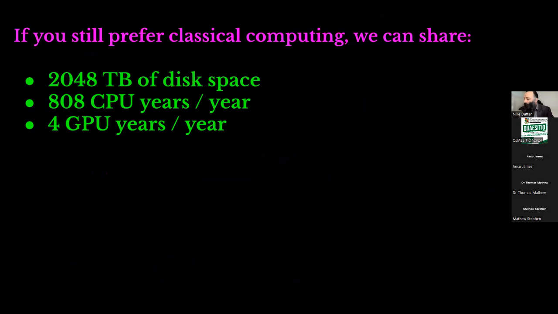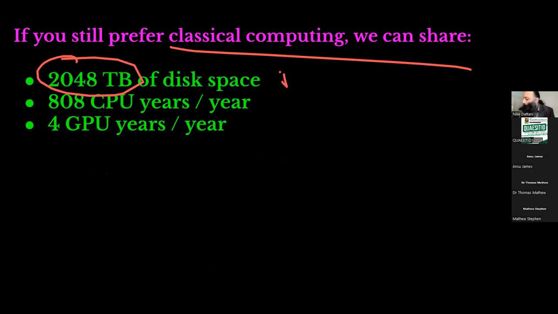Alternatively, if you still prefer classical computing, I thought that I would just let you know, you can collaborate with us. We have 2 petabytes of disk space, 800 CPU years per year. So every year you can have 800 CPUs running for the full year. Okay, so that's the amount of computing power that we have if you want to work with us.